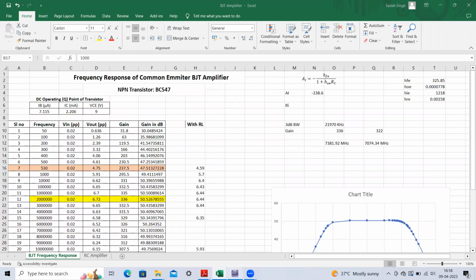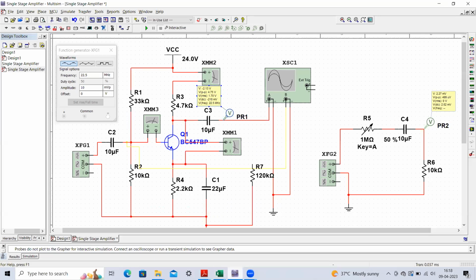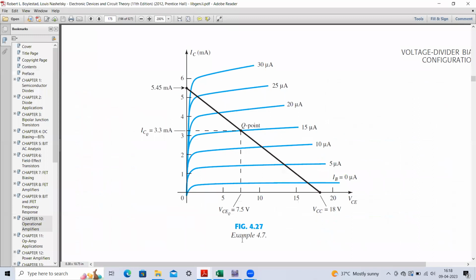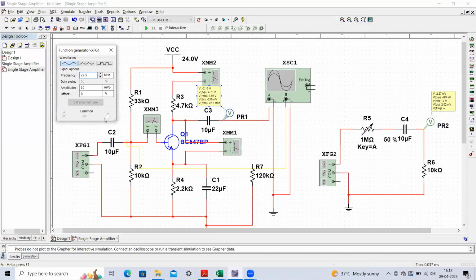Try to implement this circuit and try to make it. You should always first establish a Q point that should be in the center of your load line, that you have to remember. And always take care that whenever you are applying any frequency or voltages, there should not be any distortion; the output should be a sinusoidal wave. Otherwise, you have to choose these values properly. You have to design your circuit properly so that you will be able to get your output.